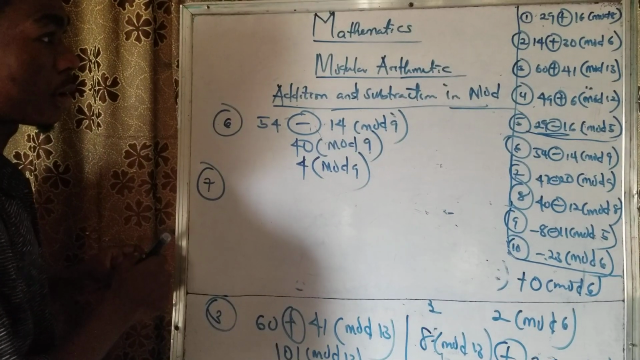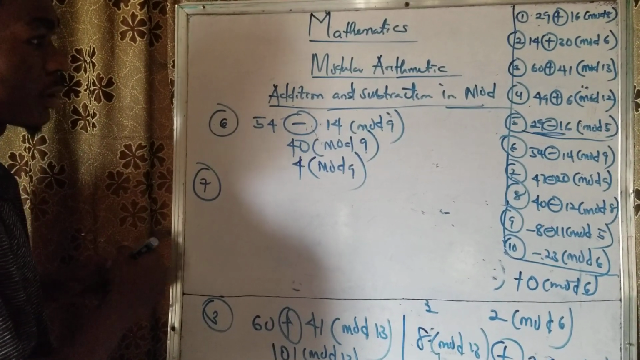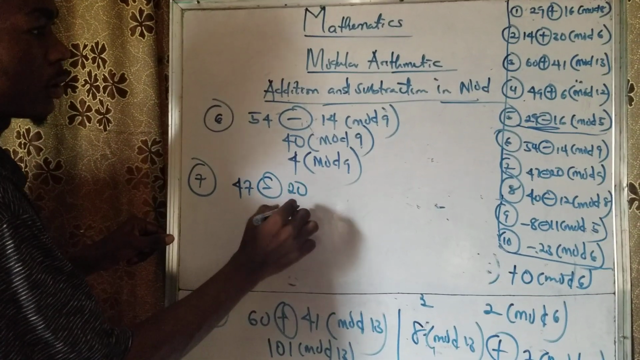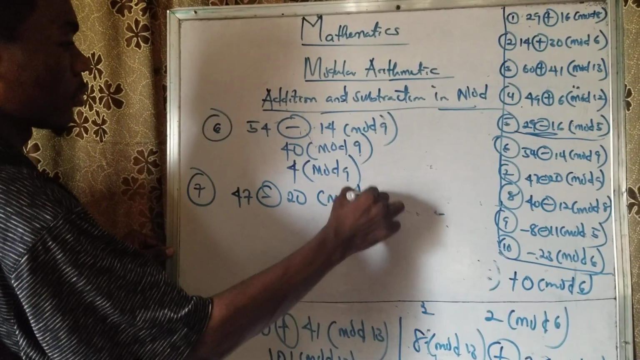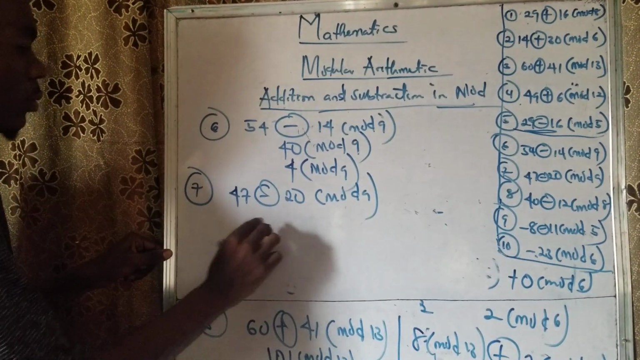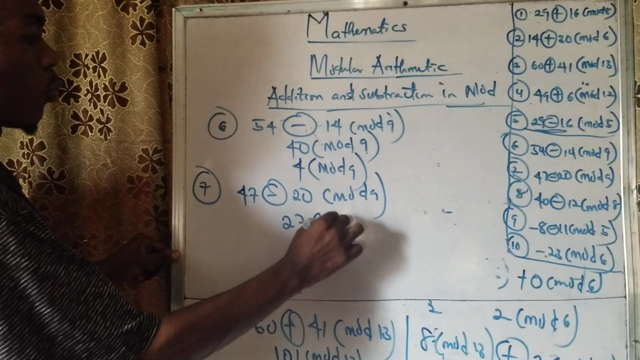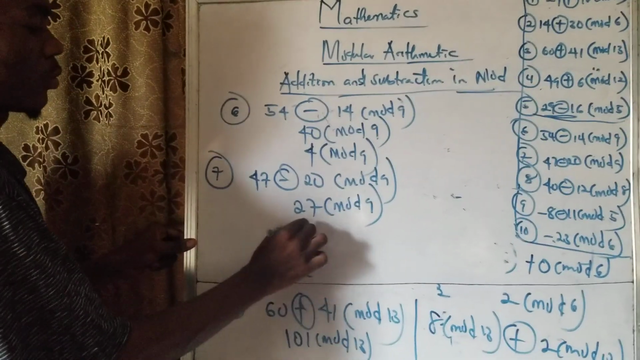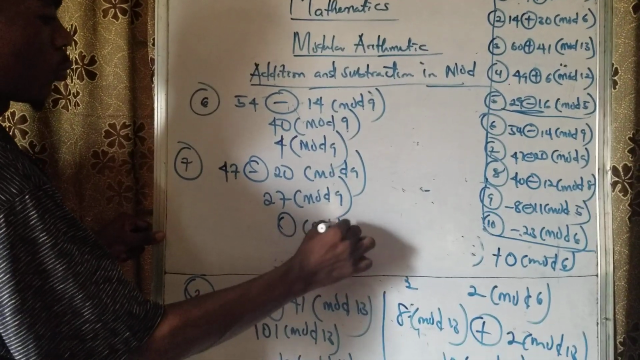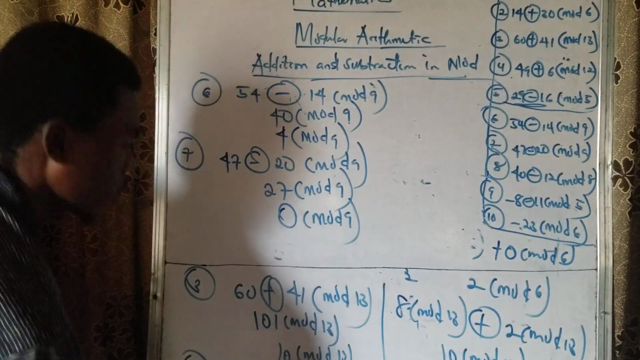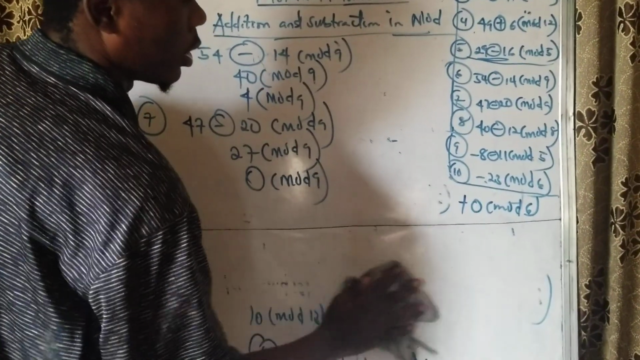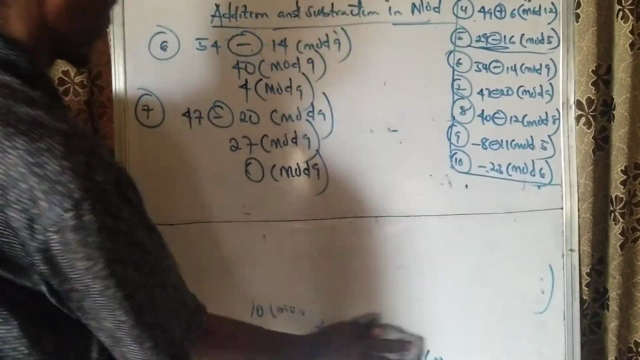So question 7. Question 7 says 47 minus 20 mod 9. How are we going to go? So 47 minus 20, what are we having? 27 mod 9. So 27 divided by 9, that will be 3 remainder 0. So here it is: 0 mod 9. So we have 3 more questions left to solve.